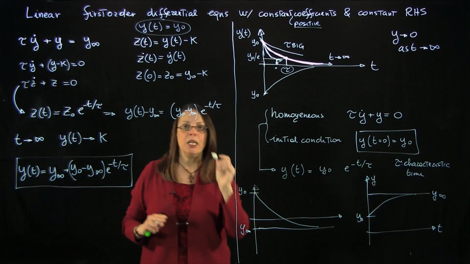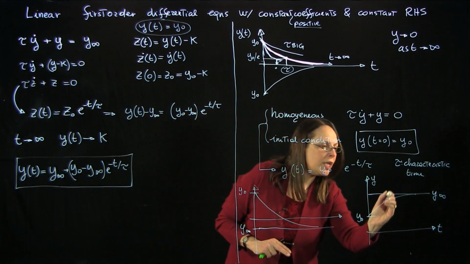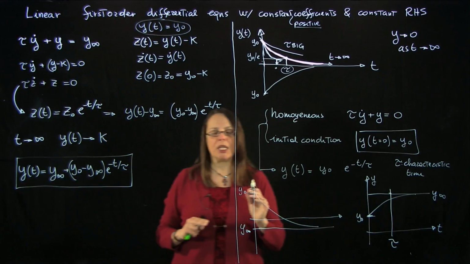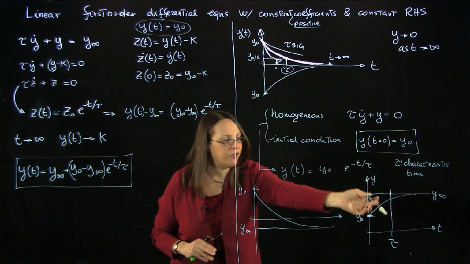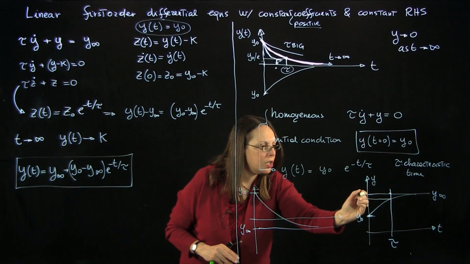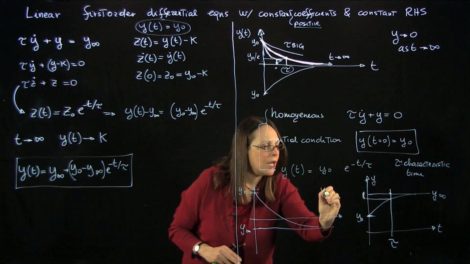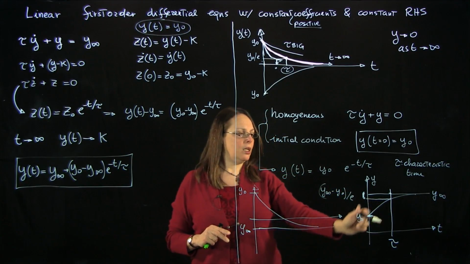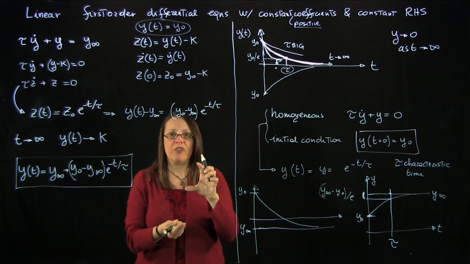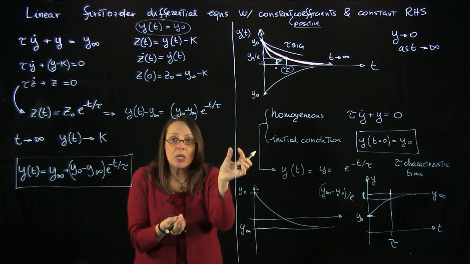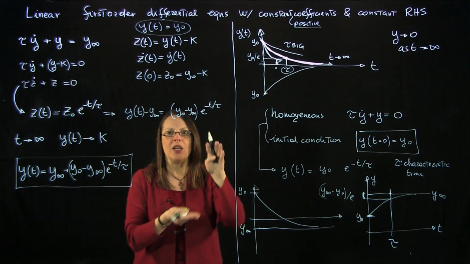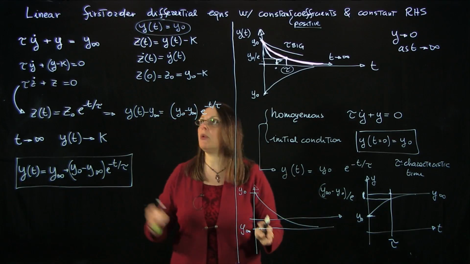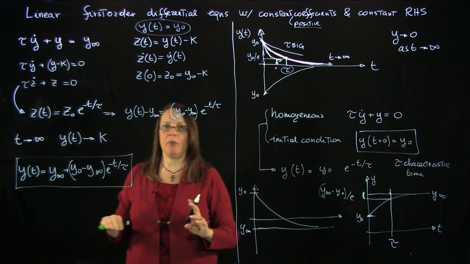And it goes to the value with a characteristic time tau, which is the time that it takes for the distance between y0 and y infinity to go down by a factor. So this distance here is y infinity minus y0 over e. So it takes a characteristic time tau for the function to get closer to the final value by a factor of 1 over e. And that's what this equation means.